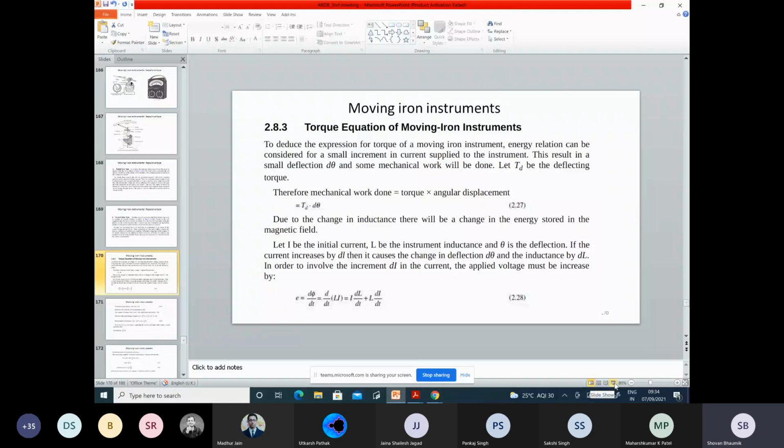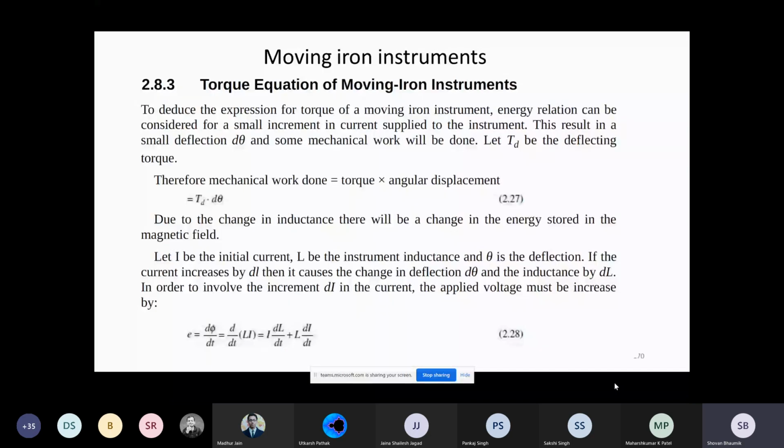So now, the torque equation of a moving iron instrument. As we have seen the torque equation in the PMMC instrument, we need to deduce a similar torque equation for the moving iron instrument. To deduce the expression for torque, we need to do the energy balance, the energy relation between the different elements and the spring constant, controlling torque and everything. So what will be the mechanical work done? It will be stored as energy, that is the torque multiplied by the angular deflection.